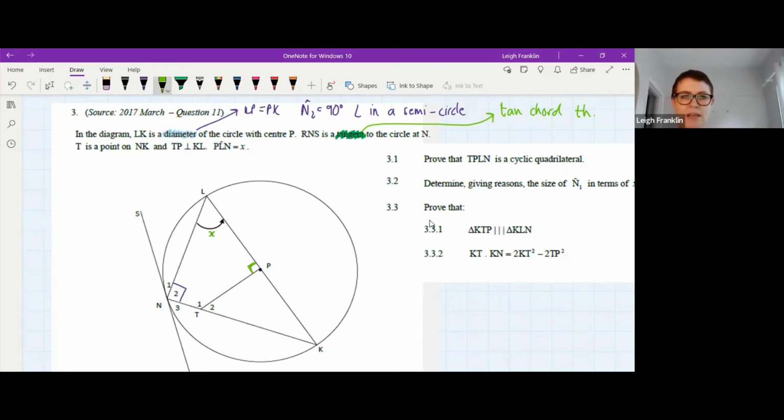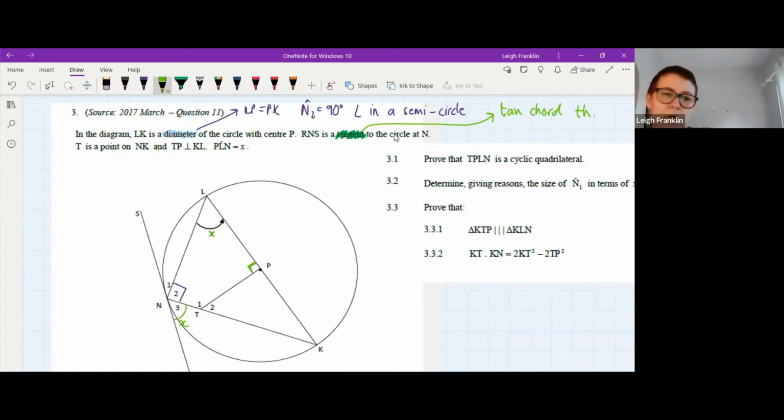So the first thing is that we need to prove that TPLN is a cyclic quad. Now, Katleho, you said that angle N3 is equal to angle L. Quite right, it is. So angle N3 over here would also be equal to X, because of tan-chord theorem. I don't know if that helps us prove that TPLN is a cyclic quad, but I'm sure it's going to be useful for us later on.